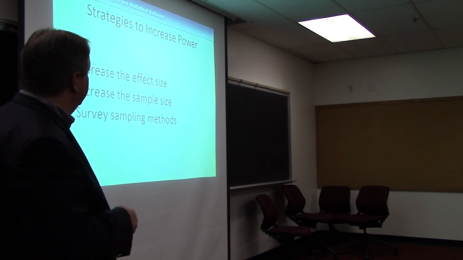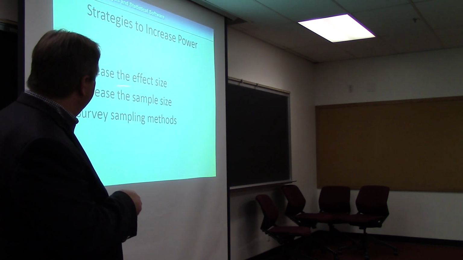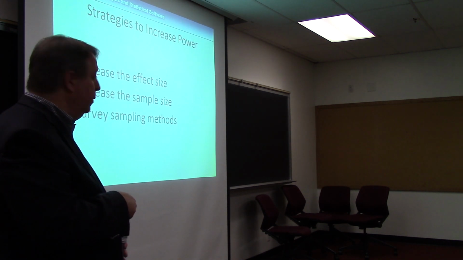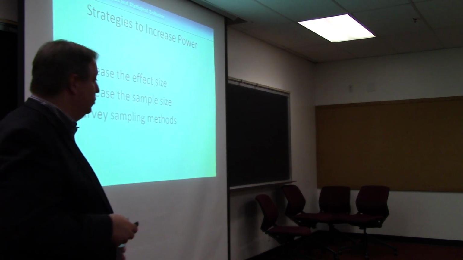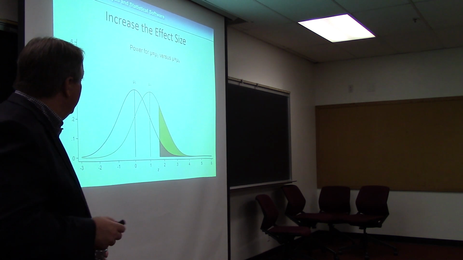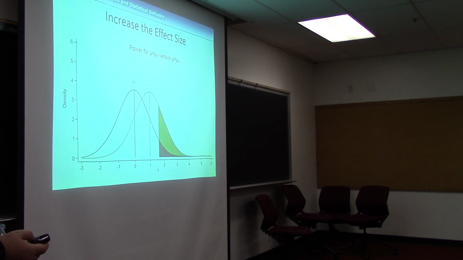So here are some strategies that you can use to increase statistical power. And I'll go through each one. One is to increase the effect size. Another is to increase the sample size. And then the last one requires some explanation, and we'll go through that in a moment. So you can use survey sampling methods. So, where'd it go? One way that you can increase your power is to increase your sample size. Wait a minute, something's wrong here.